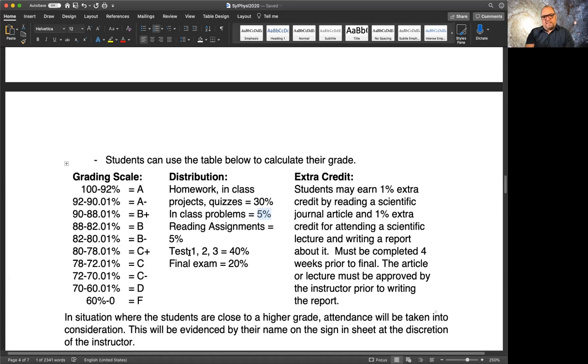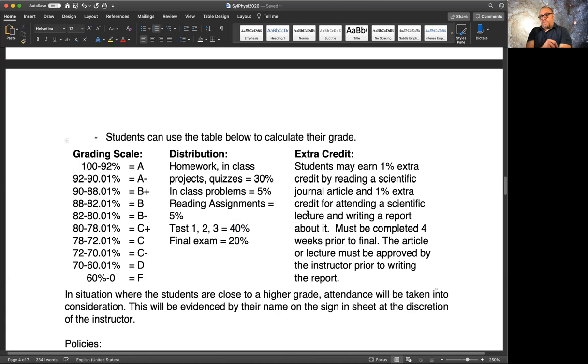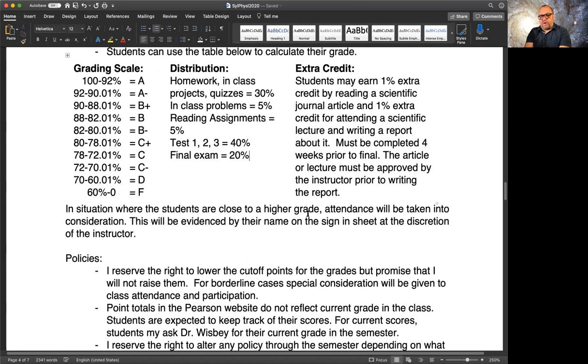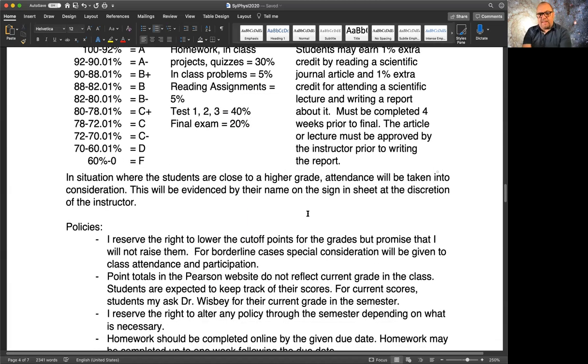Then it says we are going to have 3 tests plus the final. The first 3 tests will be worth 40% of your grade, and I will be putting those in the Google Calendar. So I'll get those dates up there as soon as possible. Then the final is going to be on the 25th. That's going to be 20% of your grade, and it will be comprehensive. It will cover the whole class, but we will review that. If you'd like to read a journal article for extra credit, you can do that, and it will give you 1% overall extra credit in the class.